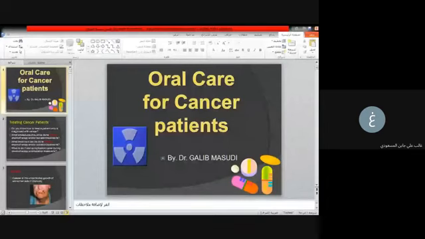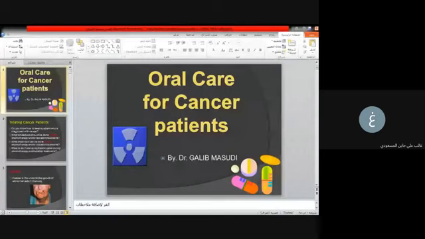7 to 10 days after treatment, inflammation and sores appear. During the treatment period, sores can become painful and infected. Eating and swallowing can become difficult. 2 to 9 weeks after treatment, sores heal and disappear. There are 3 stages of oral mucositis.